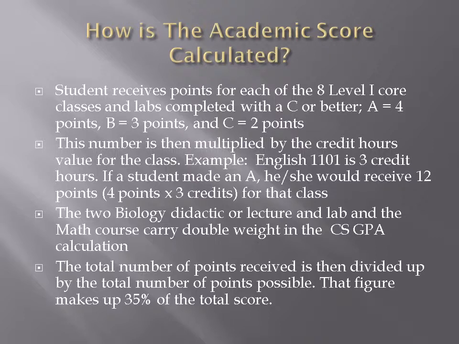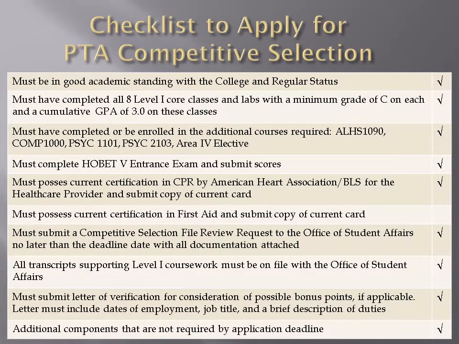If a student made an A, he or she would receive 12 points, 4 points multiplied by 3 credits for that class. The 2 biology, didactic or lecture, and lab, and the math course carry double weight in the competitive selection GPA calculation. The total number of points received is then divided by the total number of points possible. That figure makes up 35% of the total score.